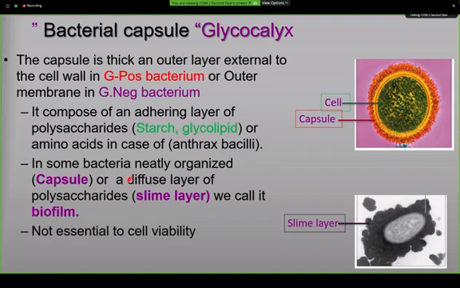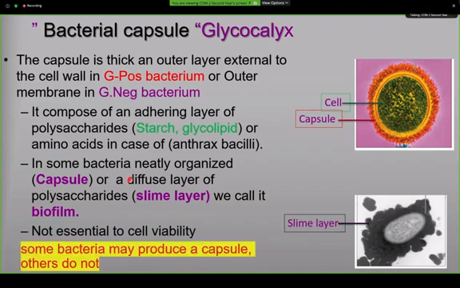Capsule is not important for cell viability. So if the bacteria have a layer of capsule surrounding them, it's not affecting whether the cell is viable or dead. When we talk about the function, I can explain it more. And just remember, not all microorganisms have a capsule. Some bacteria have it, and some bacteria will not have the capsule.